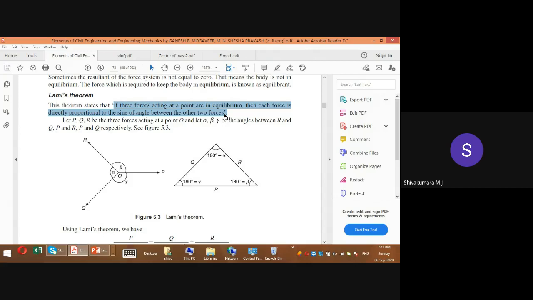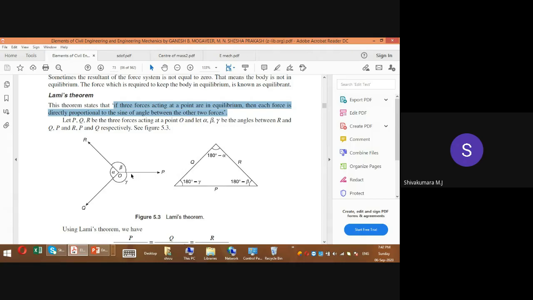See, this Lami's theorem is applicable only to a concurrent force system. It is not applicable to a non-concurrent force system. Got it? See over here, three forces are given: P, Q, R. This is a concurrent force system. It is applicable to a concurrent force system, provided the forces are in equilibrium. If there exist three concurrent forces which are in equilibrium, then the ratio of the magnitude of a force to the sine of the angle between the other two forces is constant, or they are proportional.